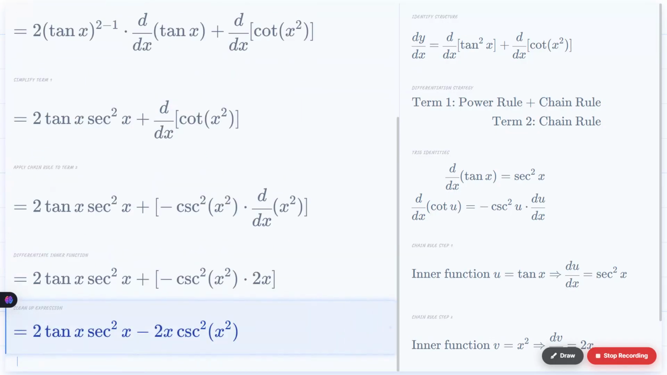We clean up the expression to get 2 tan x times sec squared x minus 2x times csc squared of x squared. We do this to make the answer easy to read. We move the negative sign to the middle.